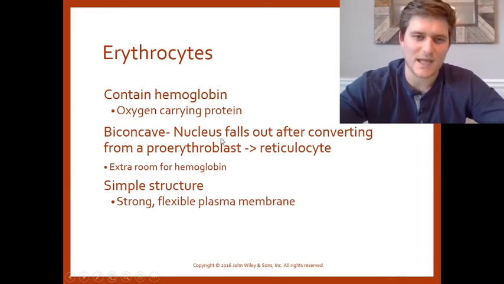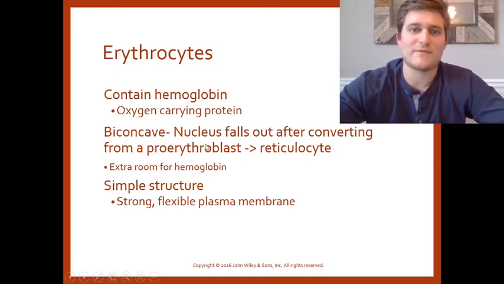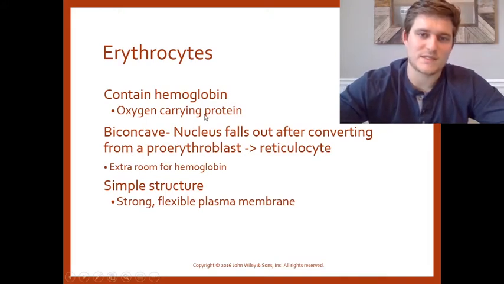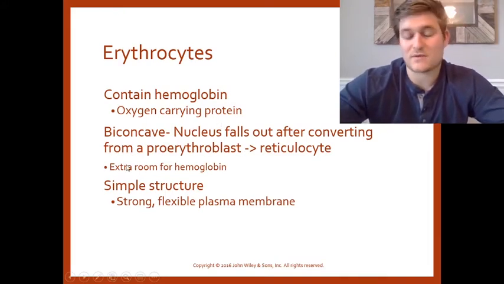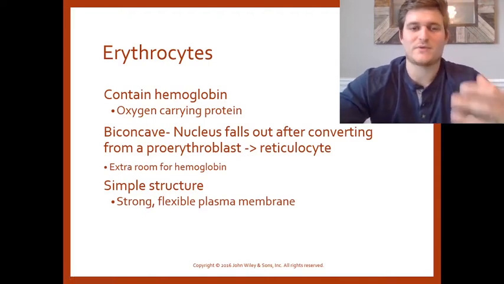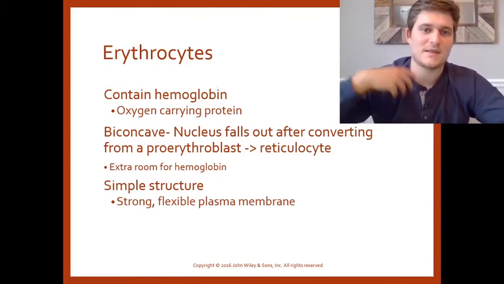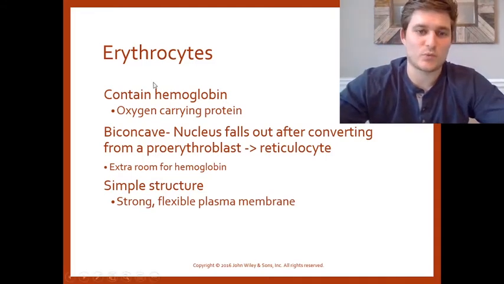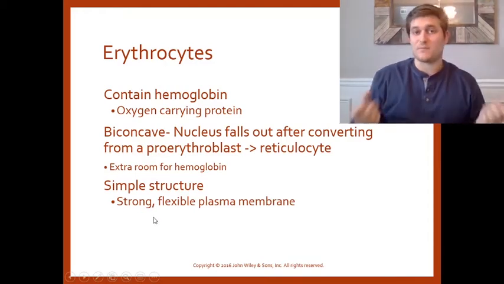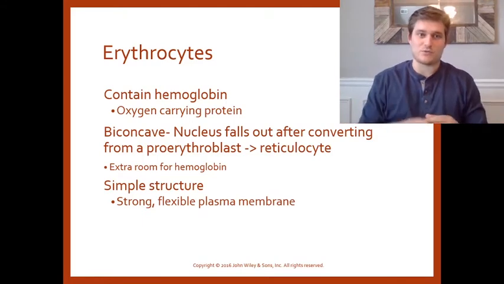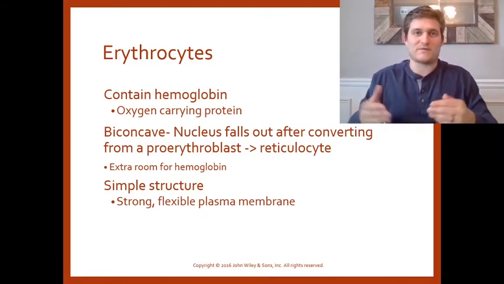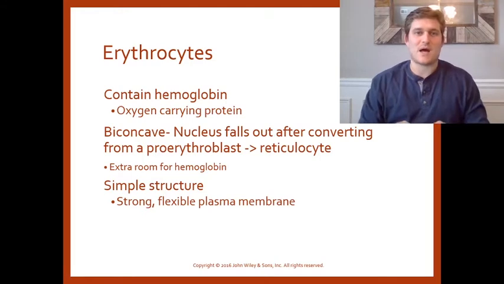Again, the shape is biconcave. The red blood cells do not have a nucleus. It falls out once the cell is converted, and this makes extra room for that hemoglobin, so we're able to carry as much oxygen as possible. Red blood cells have a very short lifespan, just a few months, and then we're constantly producing more red blood cells in order to keep up with that blood gas transportation throughout the body. They are a simple structure, but strong and flexible, which is what you need. So they're able to go through these blood vessels and small pathways and not become damaged.